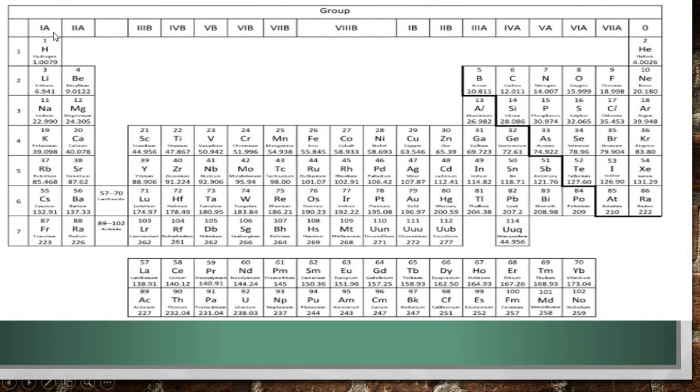Group 1 starts here. This is known as group 1: hydrogen, lithium, sodium, potassium. All are metals, starting from the top going to the bottom. If you go to the last one, group 0, these are non-metals, known as the noble gases.